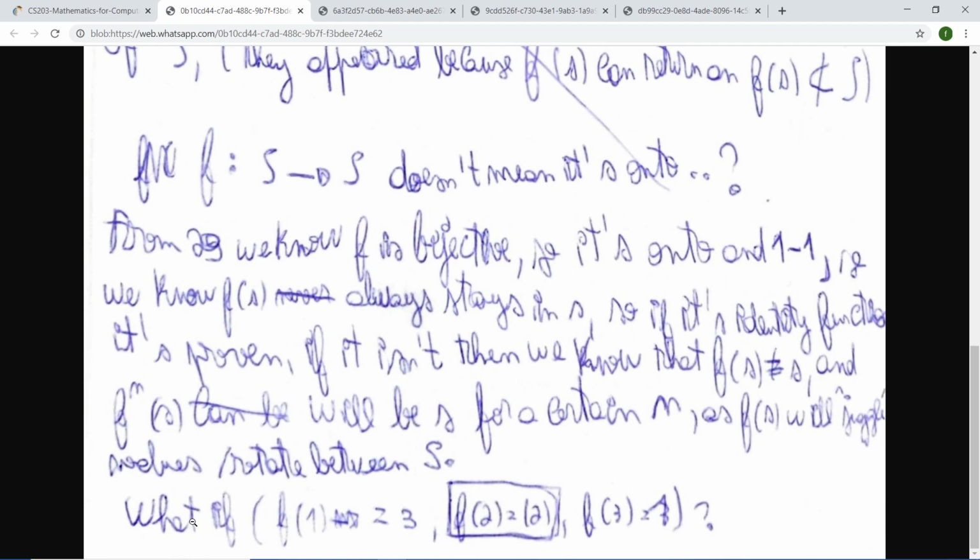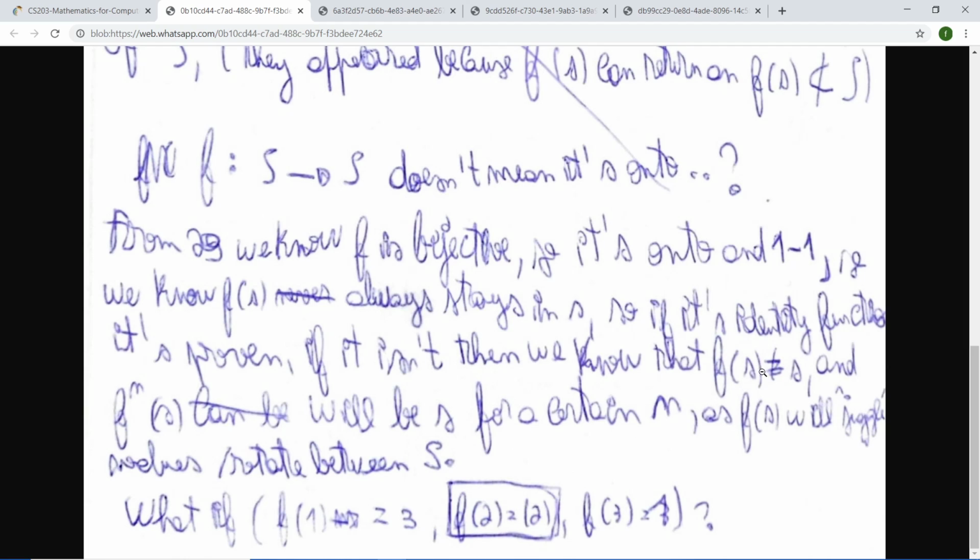I thought that this was a counterexample, but then I realized, because I thought, well, f of 1 goes to 3, then f of 3 goes to 1, this makes sense, but what about the case f of 2 goes to 2? This will never be reached. But then I realized that, well, f of 2 equals 2 already works. So yeah.